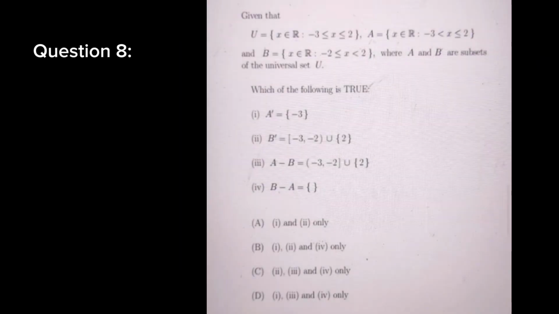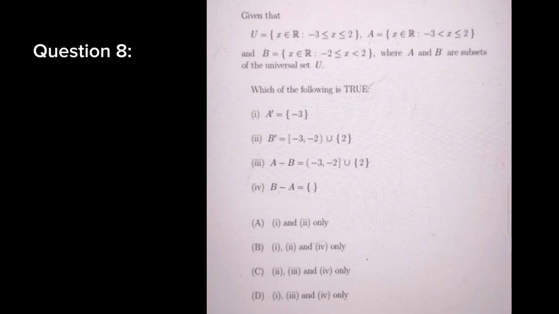And our final question in the section, question 8. Notice we're given the same information as question 7. However, in this case, we're simply determining which of the following is true. The first one is A complement equals negative 3, a set that only has negative 3. 2, B complement equals closed interval negative 3, negative 2, open interval, union, a set that only has 2. 3, A minus B equals open interval negative 3, negative 2, closed interval, union, a set that only has 2.